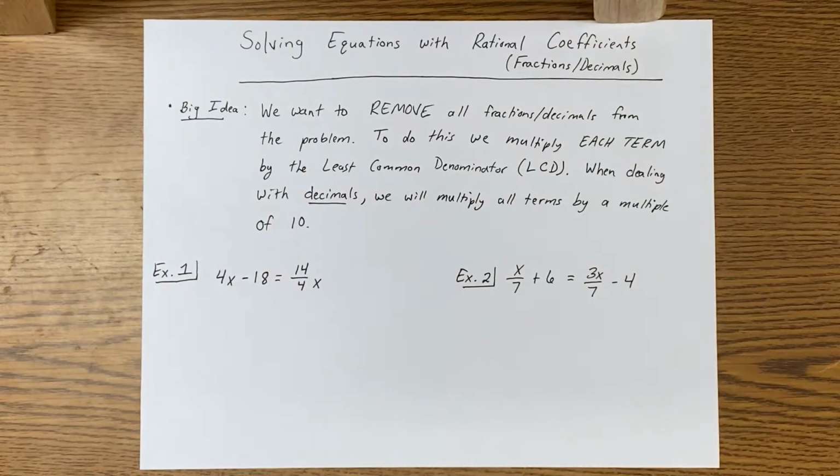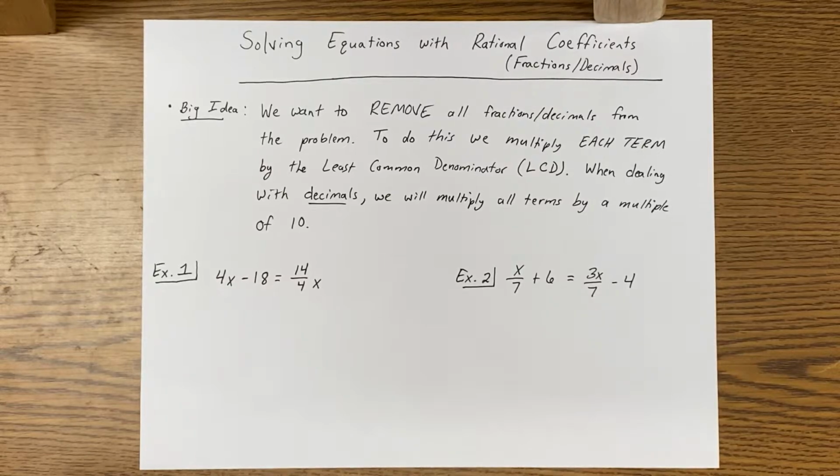In this video, we're going to look at solving equations with rational coefficients, or with fractions and decimals. So the big idea here says we want to remove all the fractions and decimals from the problem. To do this, we multiply each term by the least common denominator. I call it the LCD. Think about least common multiple. We're just talking about denominators.